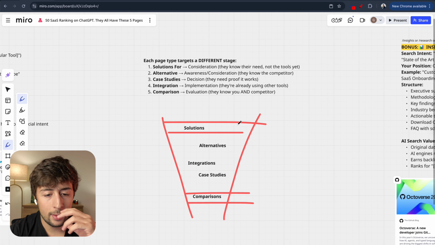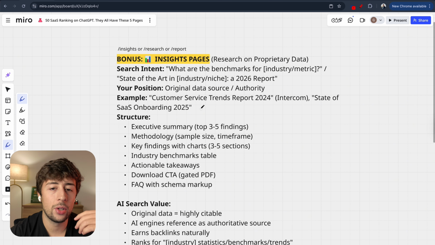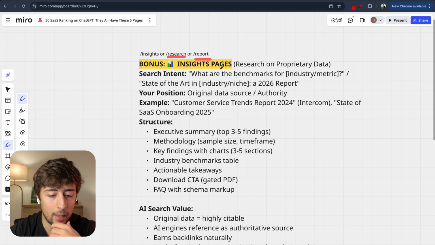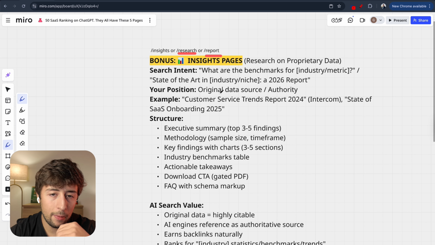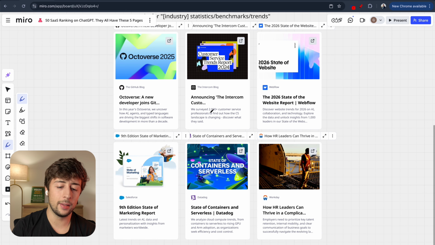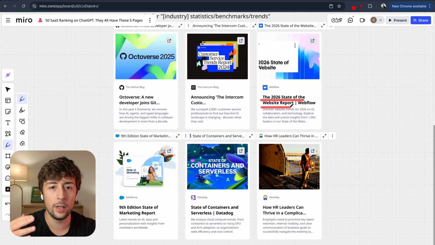So the sixth page that I wanted to talk about, which is like a bonus, which is where I think AI search is added, is this insights page, which honestly can be called research, report, etc. And I've seen this on the top 15% of software as a service websites that are getting a lot of traffic, which is basically generating reports or research or analysis and insights based on your proprietary data that you collect. So for instance, you have here 6 examples. They usually frame it as the state of the art of your niche. So for instance, Webflow, the state of the art of the website in 2026.